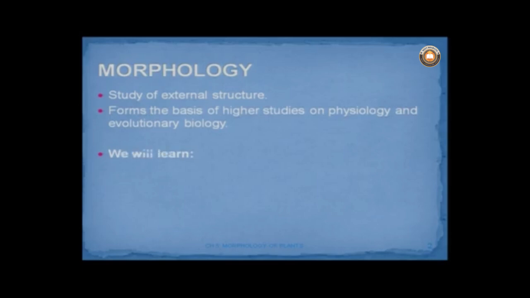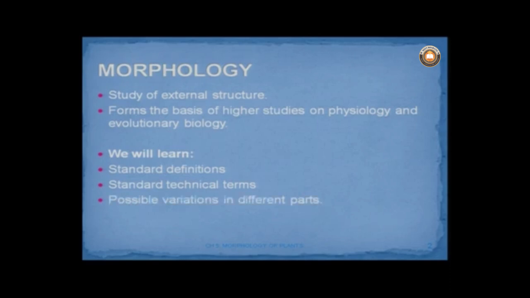In this chapter, we will learn the standard definitions and standard technical terms. Now, again, these things are very important. When you try to classify successfully the living organisms, then you need to know the specific standard definitions and standard terms that are used for their description. We will also learn about the possible variations that are in different parts of the plants. These lead to the adaptations, as I told you earlier.